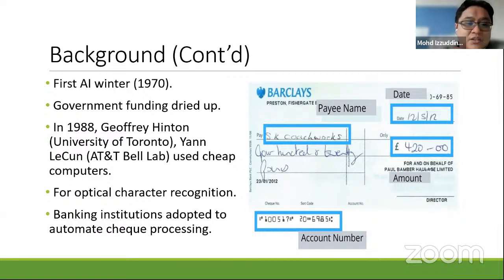However, Geoffrey Hinton from the University of Toronto, in 1988, wanted to revive AI, especially the connectionist camp. One of his colleagues from AT&T Bell Lab, Yann LeCun, wanted to use cheap computers instead of very specialized, expensive machinery. Because of that, they were able to come up with an optical character recognition system that was used by almost all banking institutions to automate the check processing. His team, Geoffrey Hinton, won the Turing Award. It is like a Nobel Award, but for computer scientists.